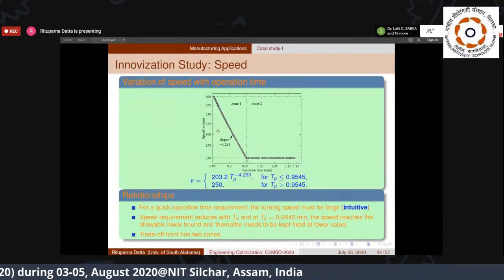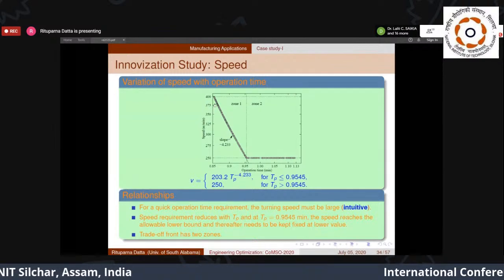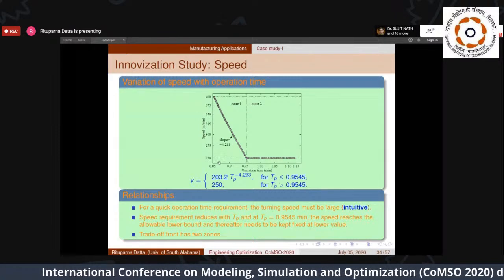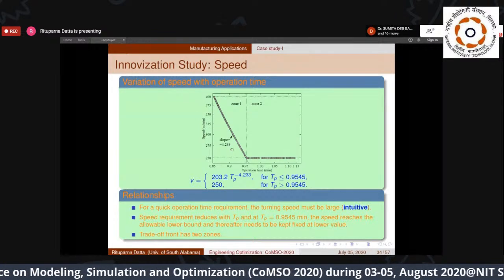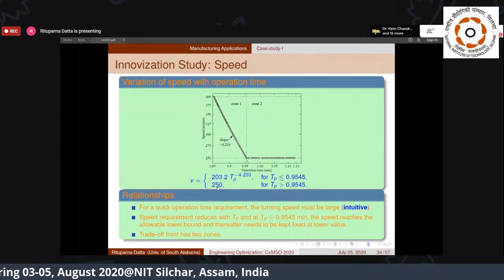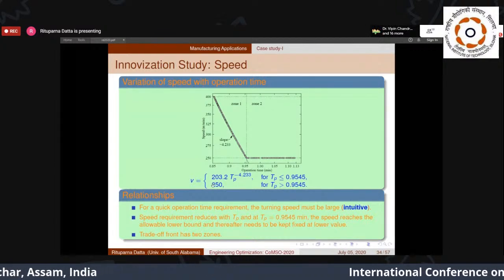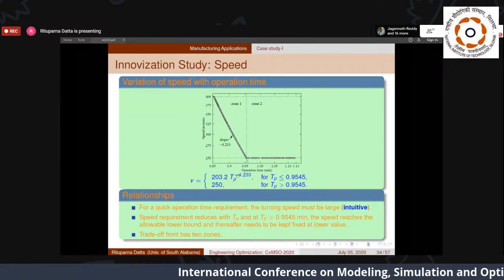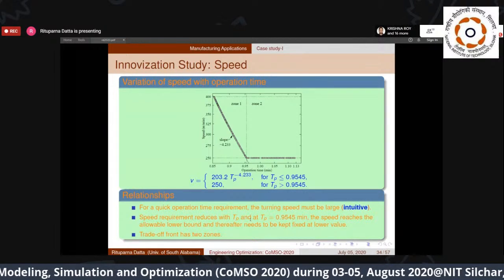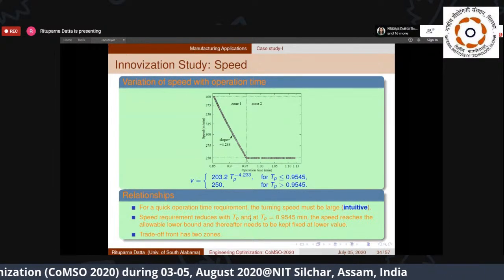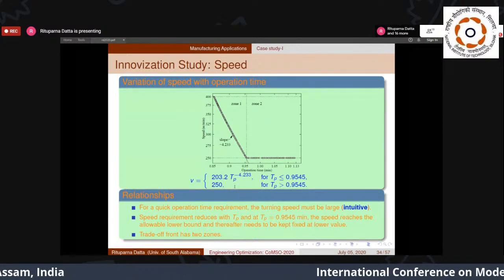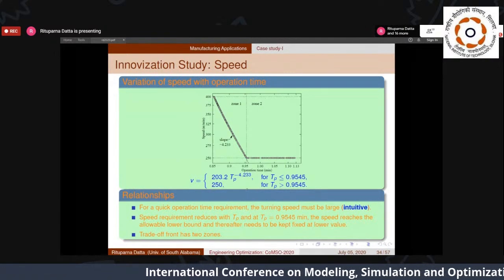Here the relationships are more straightforward. I can say that in zone one, the relationship is linear, and we can say that for a quick operation time requirement, the turning speed must be large. This is intuitive, because I know that for quick operation time I have to increase the speed so the job is done fast. But here our study can reveal an approximate mathematical relationship. So that is the beauty of our study.